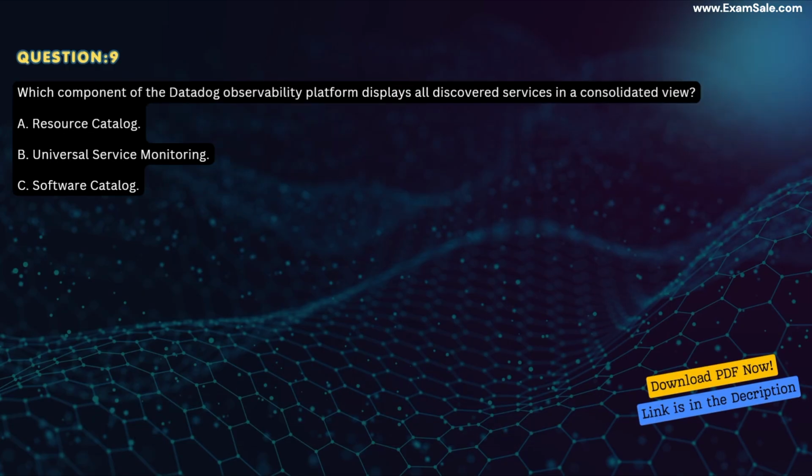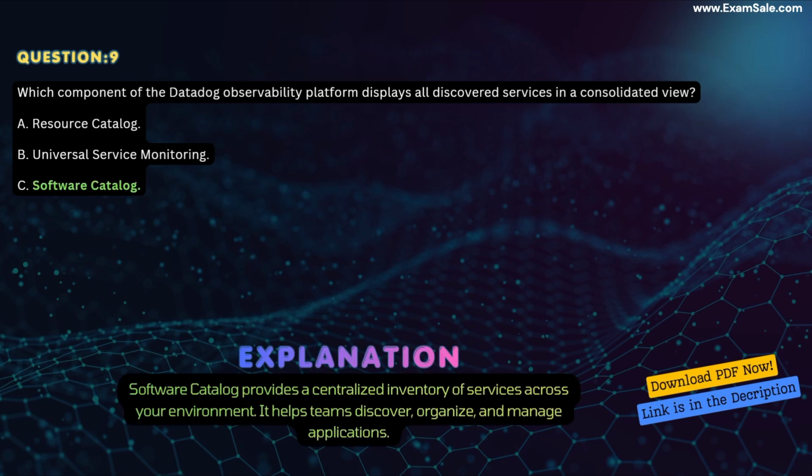Question 9. Which component of the Datadog observability platform displays all discovered services in a consolidated view? A. Resource catalog. B. Universal service monitoring. C. Software catalog. Correct answer: C. Software catalog. Explanation: Software catalog provides a centralized inventory of services across your environment. It helps teams discover, organize, and manage applications.